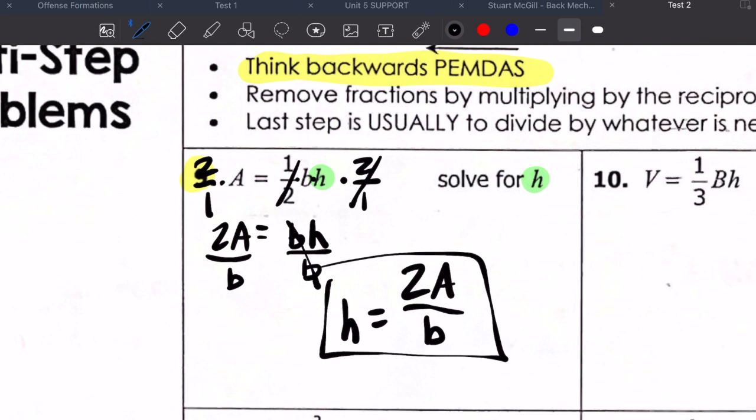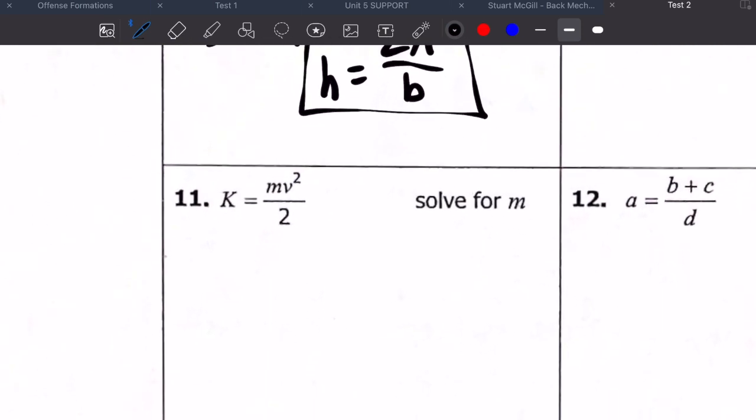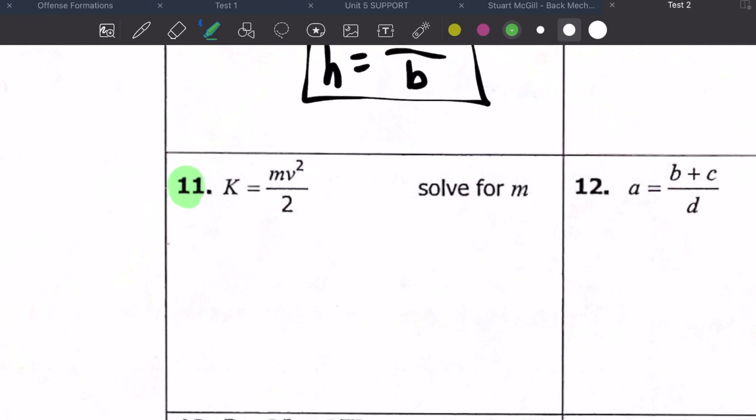Hopefully you're good with that. Let's move on. I'm going to go ahead and do number 11 as well. And again, remember, we're trying to work kind of backwards in PEMDAS here.